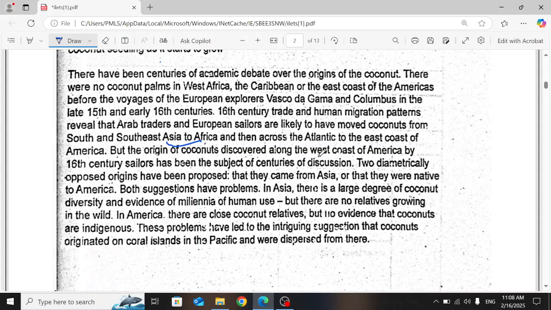But the origin of coconuts discovered along the west coast of America by 16th century sailors has been the subject of centuries of discussion. Two diametrically opposed origins have been suggested: that they came from Asia or that they were native to America. So we have two different origins that are opposite to each other. Both suggestions have problems. In Asia, there is a large degree of coconut diversity and evidence of millennia of human use, so coconuts that are cultivated by humans, but there are no relatives growing in the wild. In Asia, we have coconuts that are cultivated by humans. They do not grow in the forests naturally. In America, there are close coconut relatives, but no evidence that coconuts are indigenous. These problems have led to the intriguing suggestion that coconuts originated on coral islands in the Pacific and dispersed from there. So we have gone through the passage.